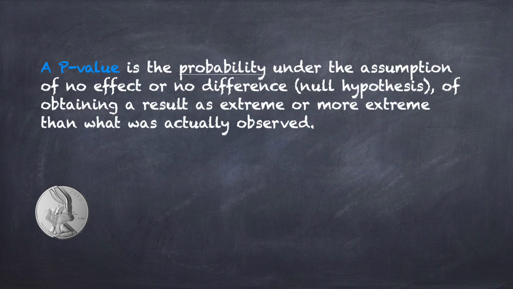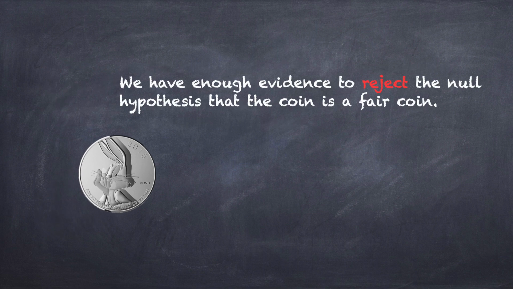A p-value is the probability under the assumption of no effect or no difference, so when the null hypothesis is true, of obtaining a result as extreme or more extreme than what was actually observed. Traditionally, we would say that we have enough evidence to reject the null hypothesis that the coin is a fair coin.